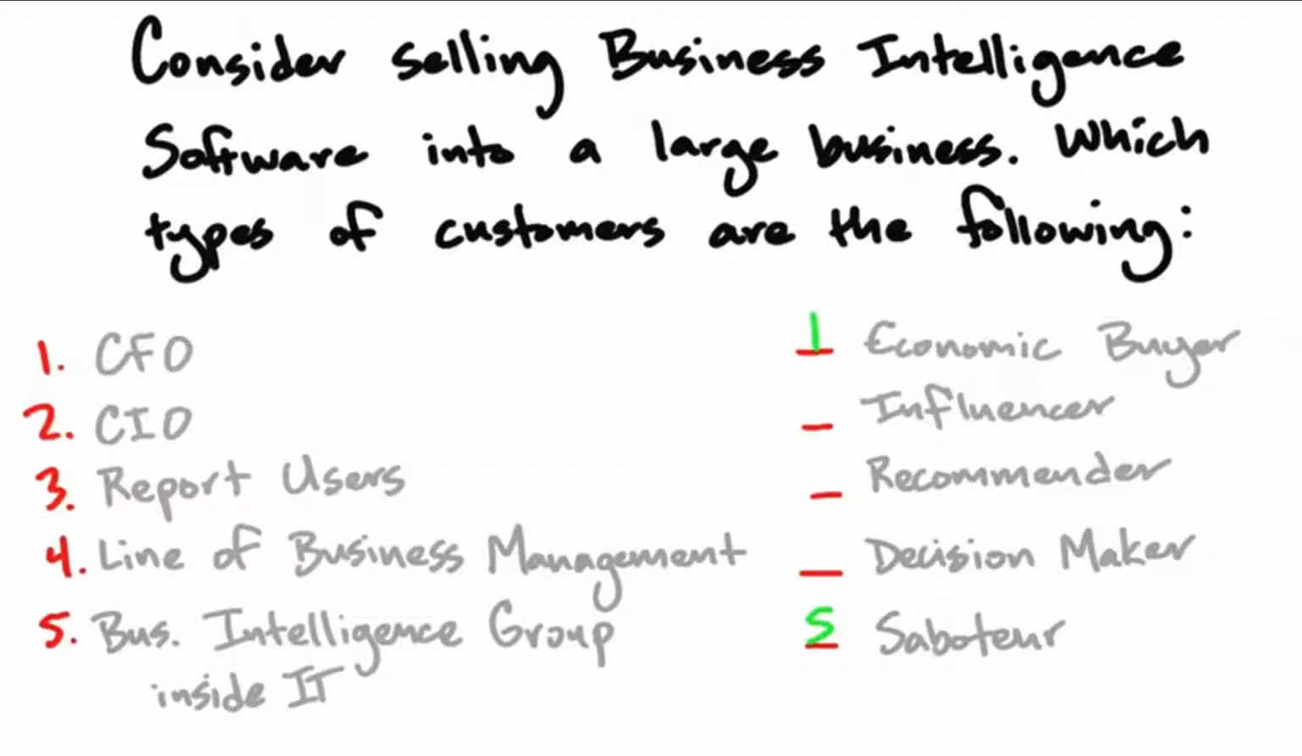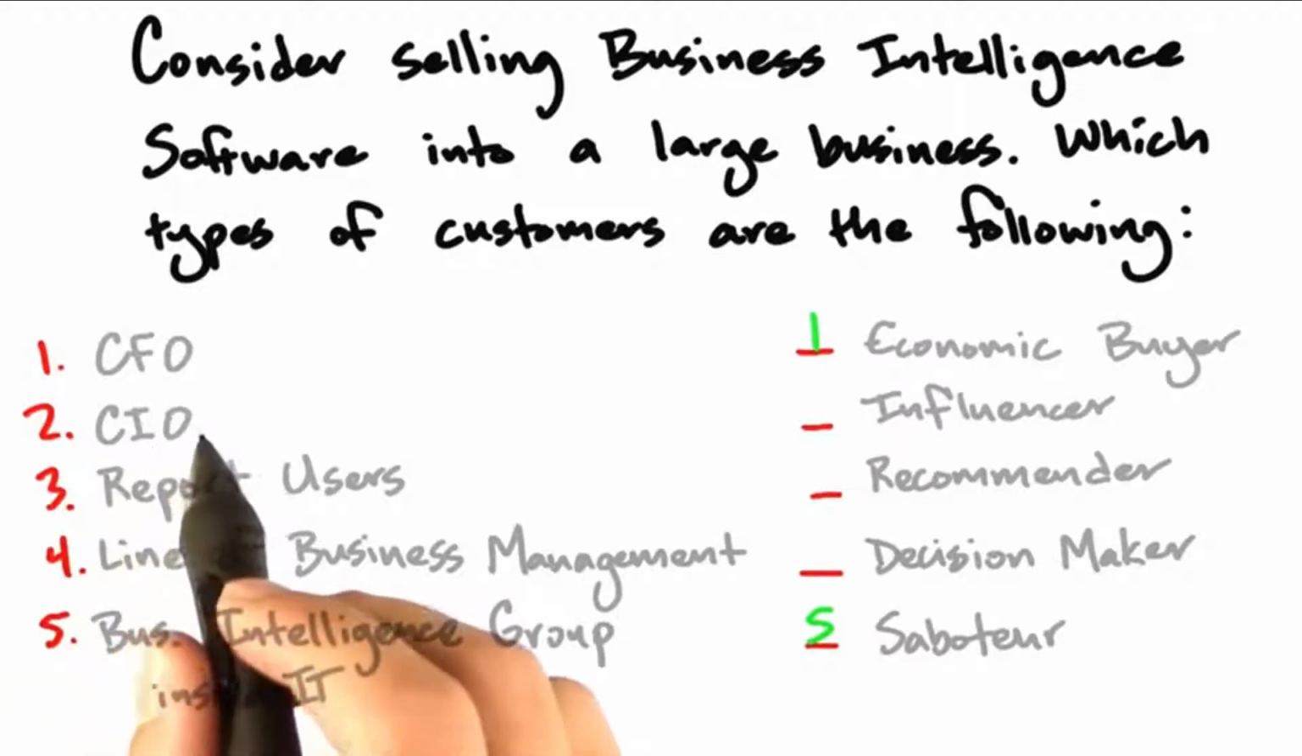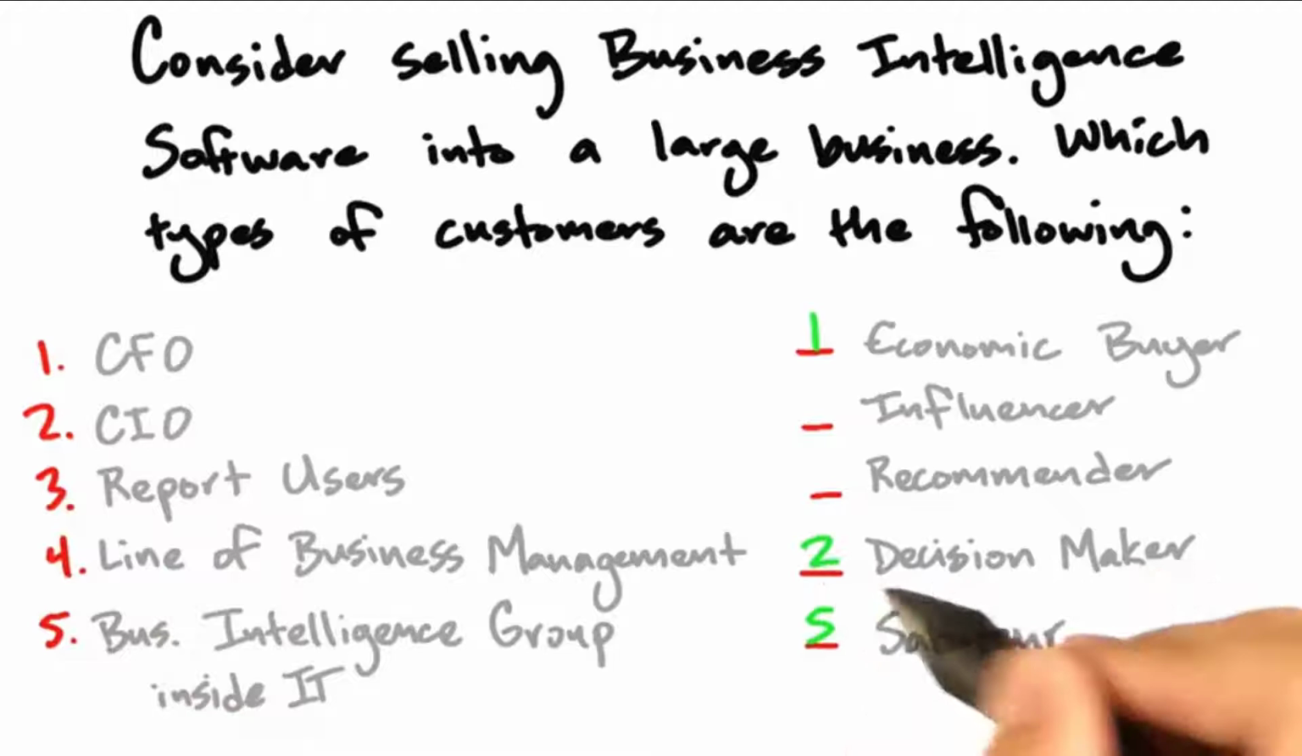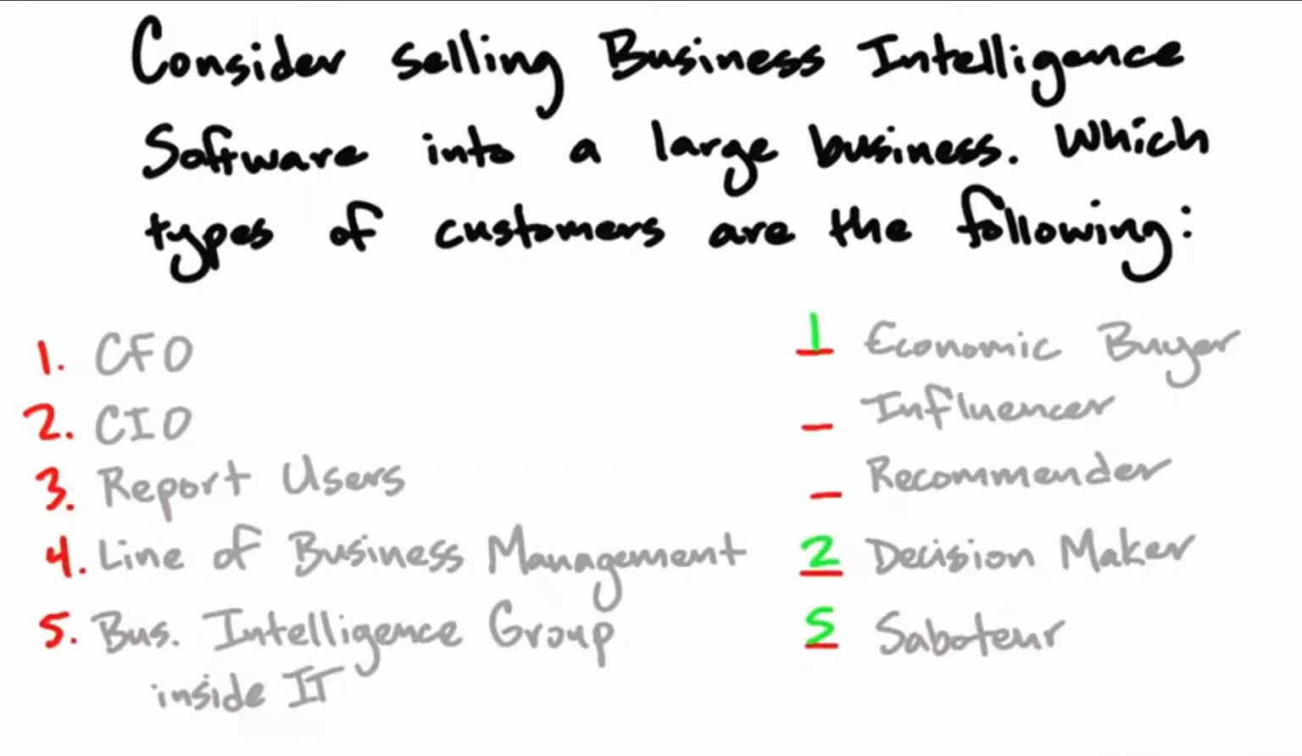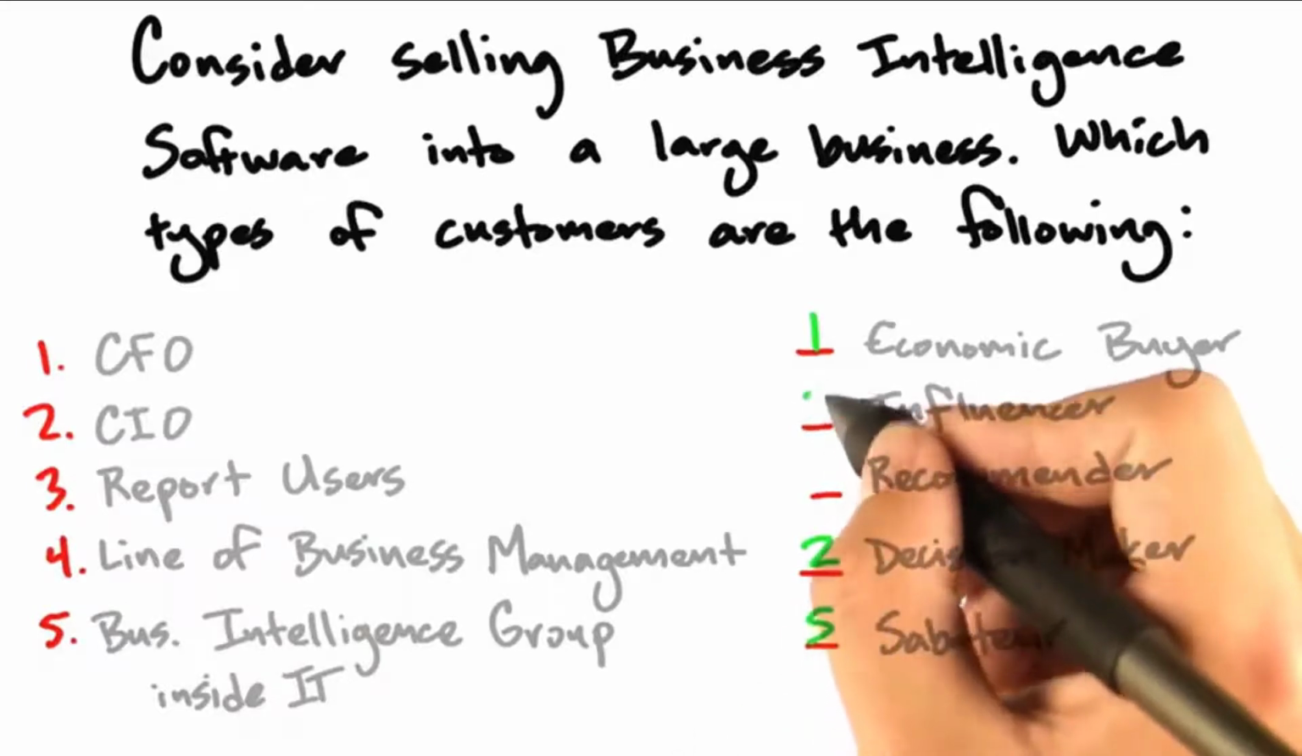So in every major organization, you might find people who don't want or actively attempt to block a sale. The CIO is more than likely the decision maker. In some organizations, they can actually sign off on large deals, but in this case, the chief information officer was going to recommend to the chief financial officer that they buy this software. The report users, the people who actually use the product, in this case are simply the influencers.